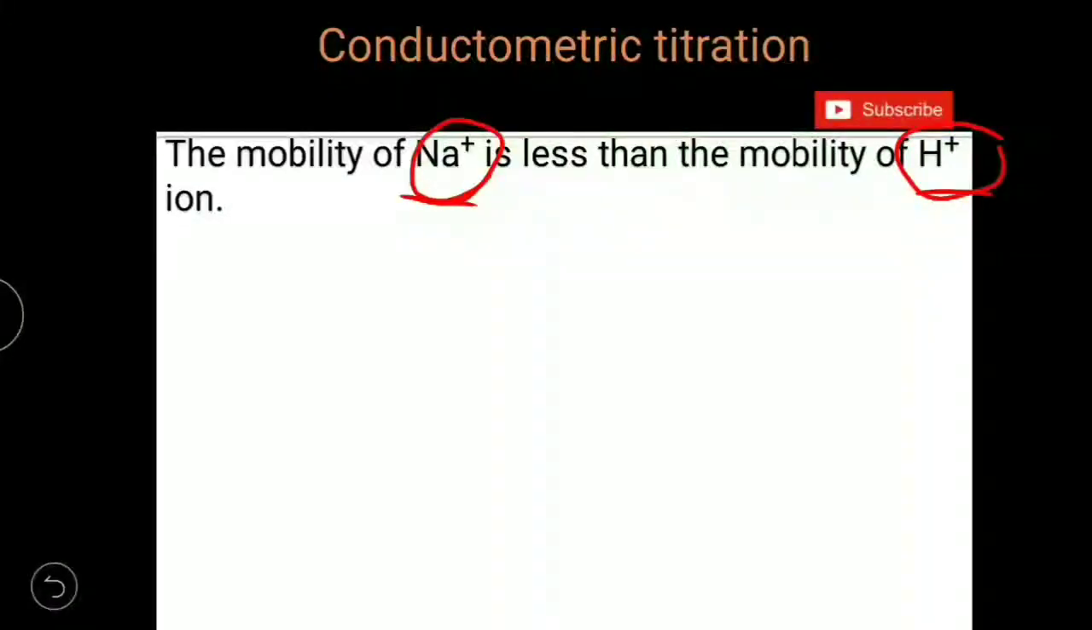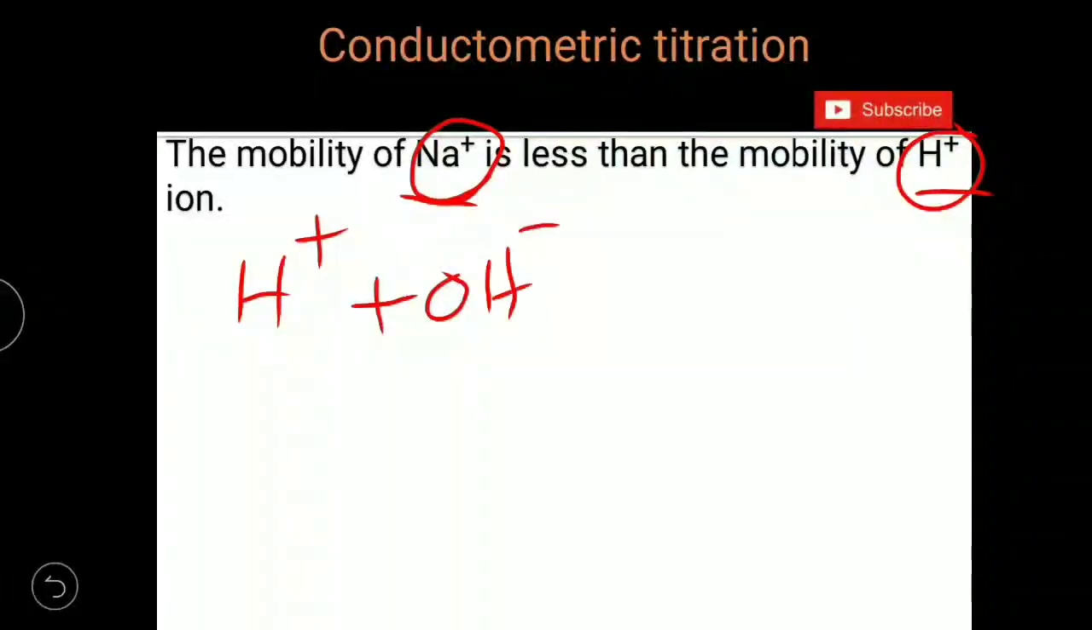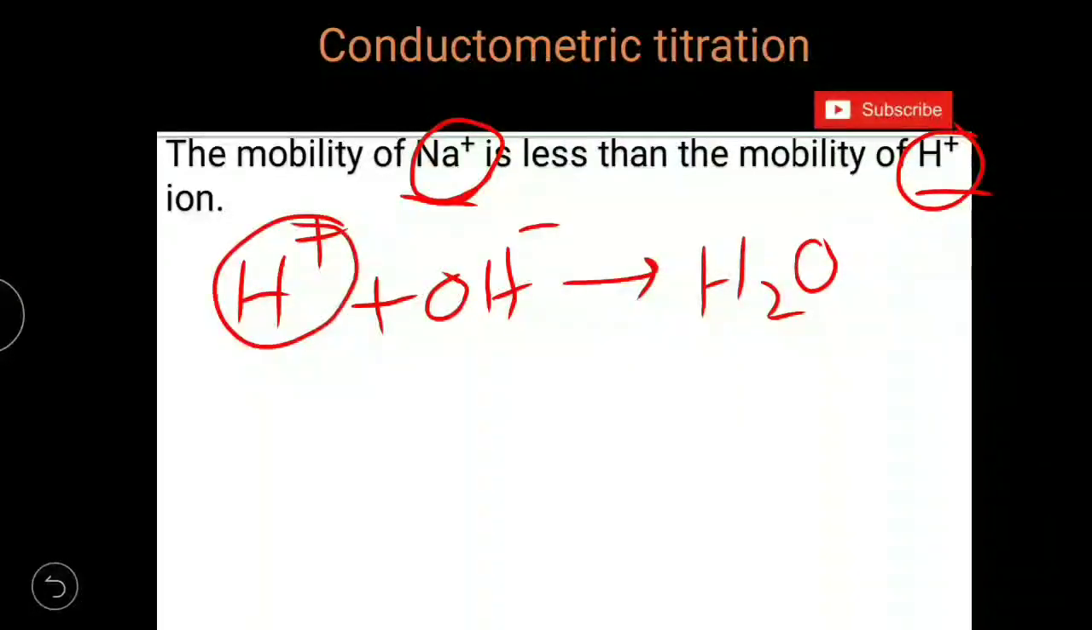And in this titration, initially when we have pure HCl, its conductance is very high as it is a strong acid and has highly conducting H+ ions. Once we start adding NaOH, the H+ ions of HCl are neutralized by OH- ions of NaOH to give water. Means both H+ ions of acid and OH- ions added to that solution are neutralized.